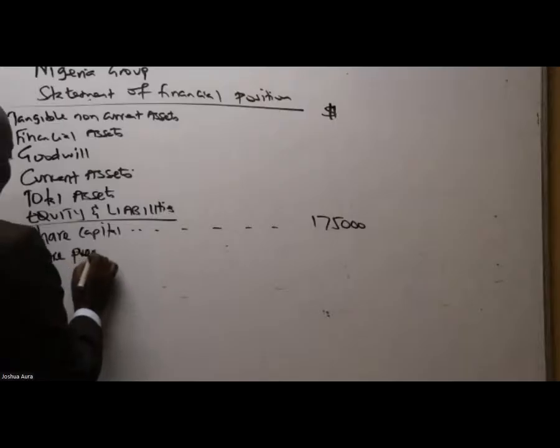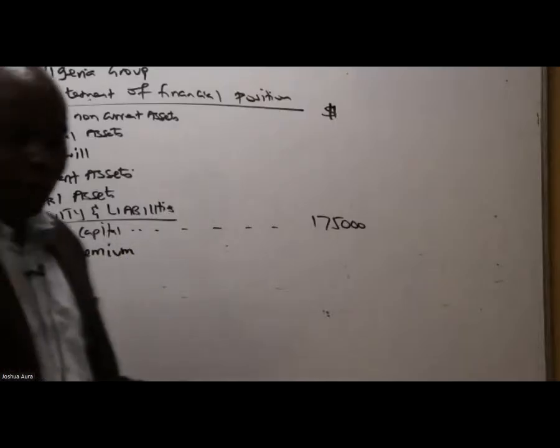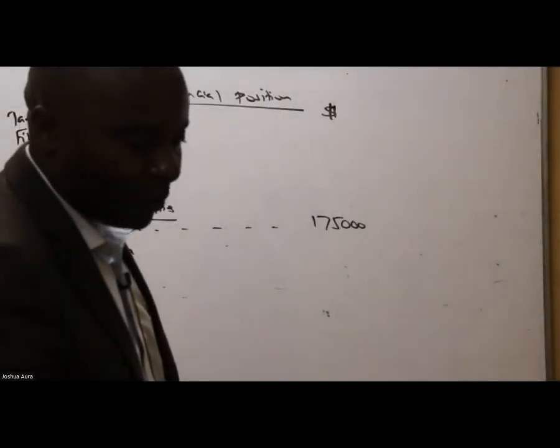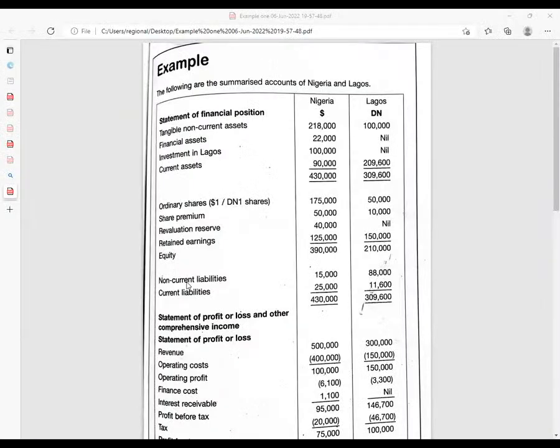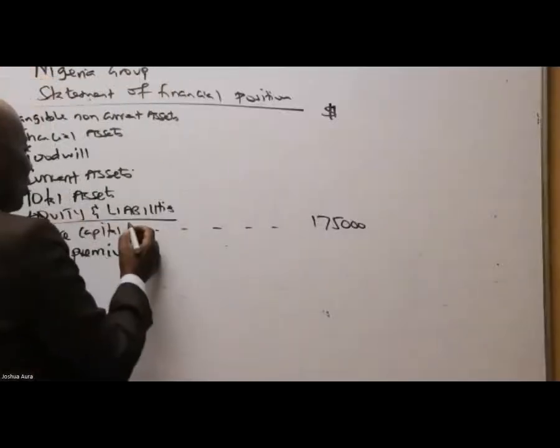The same case here with share premium, free marks really. So for share premium, you pick the one of the parent. These are the free marks I'm talking about. So share premium, 50,000. I'll pick it the way it is. The parent only. If I were you, I would have written here parent.